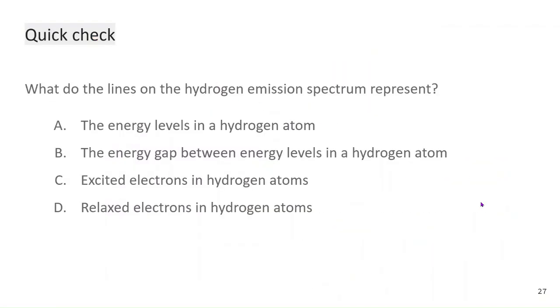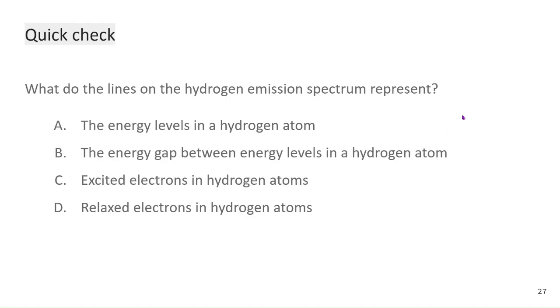So quick check. What do the lines on the hydrogen emission spectrum represent? Take a second. You have 4 options. What do they represent? What do you think?